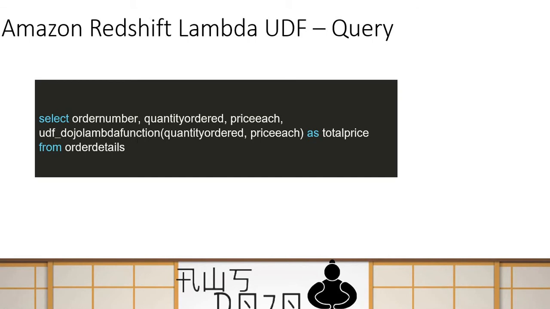Okay. Now, one of the things you see is that you are creating a UDF function, which is calling a Lambda function in reverse.